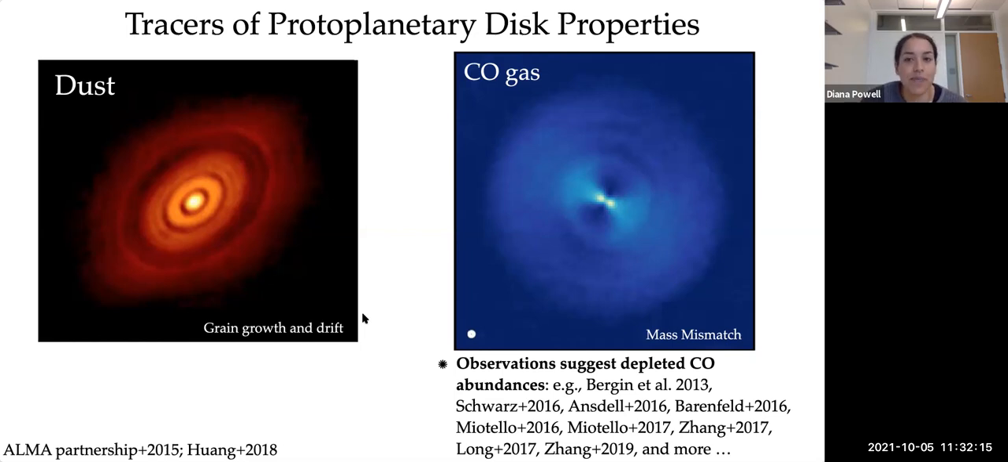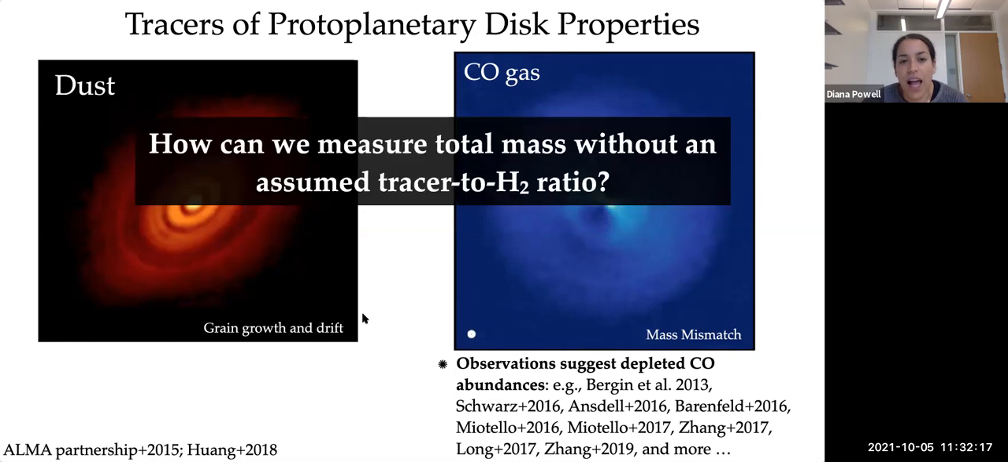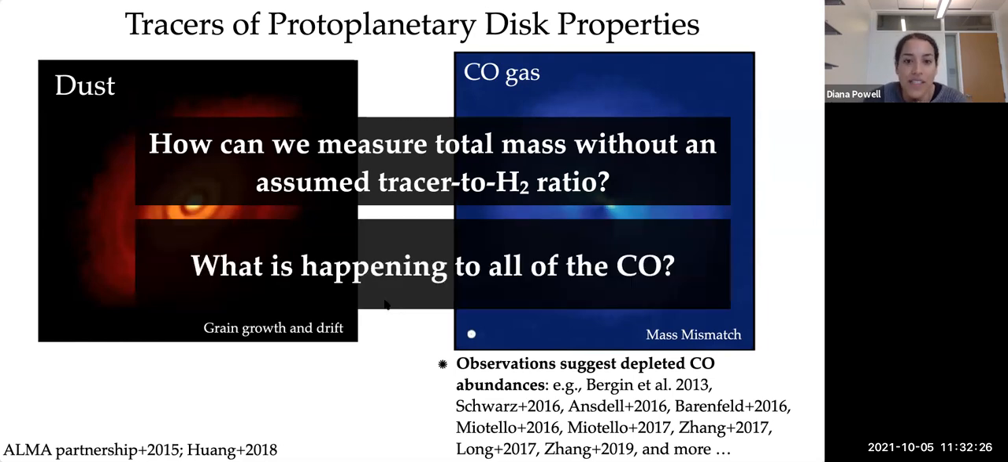And so this begs the questions: how can we measure total disk mass without an assumed tracer to H2 ratio? And also, what is happening to all of the CO? And really getting to the bottom of these questions is of the utmost importance for understanding disk physics and other disk properties, which will allow for an improved understanding of the initial conditions of planet formation.